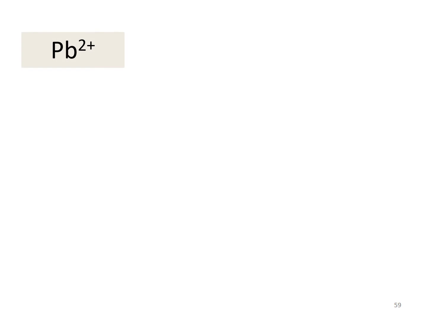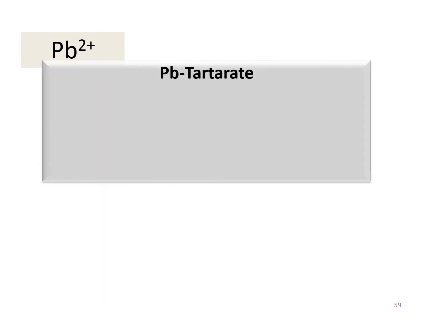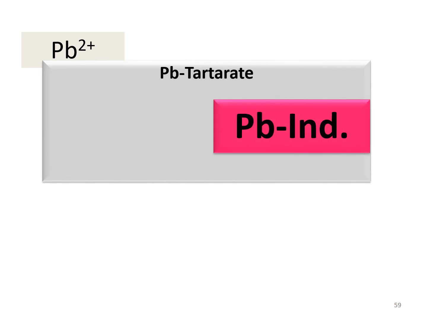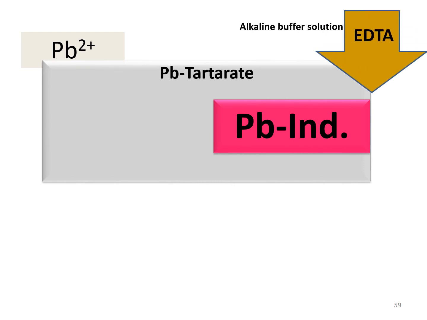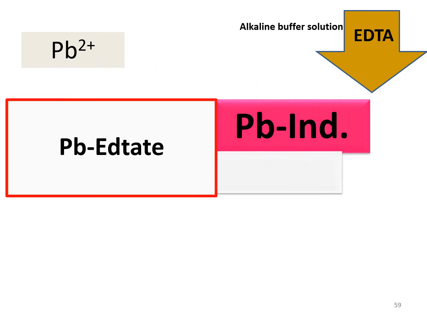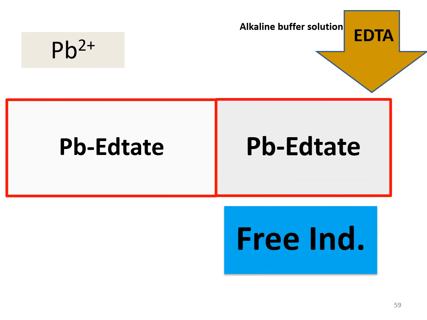Diagrammatic illustration of that: we have the lead, and we put it in a solution with tartaric acid to form the soluble lead tartrate complex. Then we put the indicator, and the lead is now ready for reaction in alkaline buffered medium. While titrating against EDTA, the EDTA replaces the indicator from the lead-indicator complex, giving free indicator, which has a different color in the free form than in the metallized form at the endpoint.